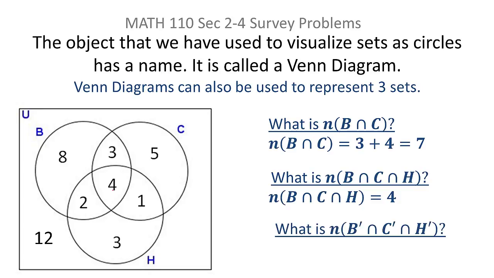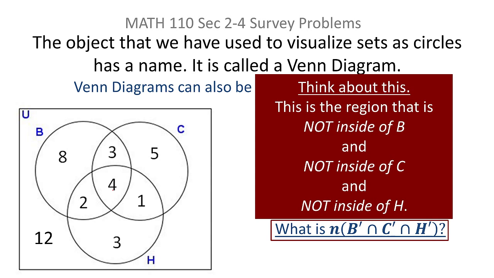Now this one you really have to think about. It says how many elements are in B complement intersect C complement intersect H complement. I would highly suggest you word this out, say it in words. Think about it this way. This is the region that is not inside of B, and it's not inside of C, and it's not inside of H. So we're looking for the region that is not inside of any of those 3 circles.